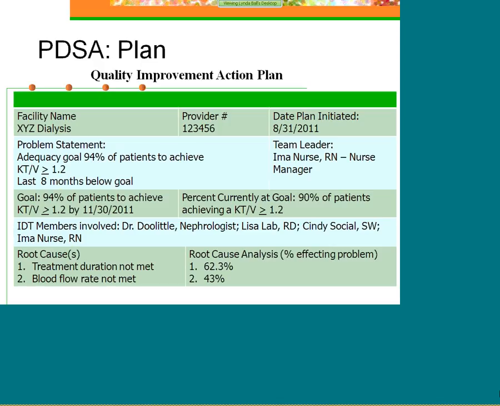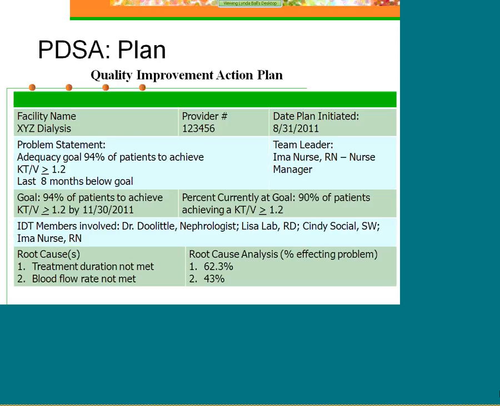So they've identified the interdisciplinary team members: Dr. Doolittle, the nephrologist; Lisa Labb, the dietitian; Cindy Social, the social worker; and I'm a nurse, who is the nurse manager there. So when they did their root cause analysis for this adequacy problem, here are the 2 things that they found. Number 1, treatment duration was not being met. So they obviously did some kind of a chart review and were able to find this out.